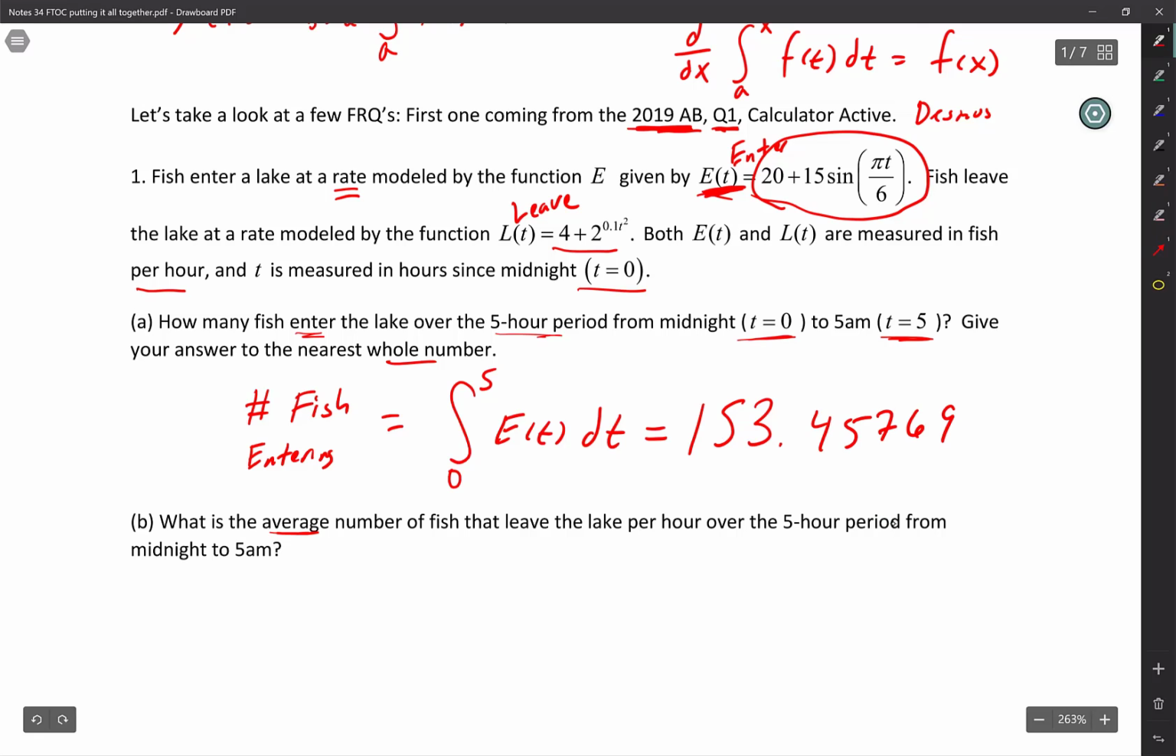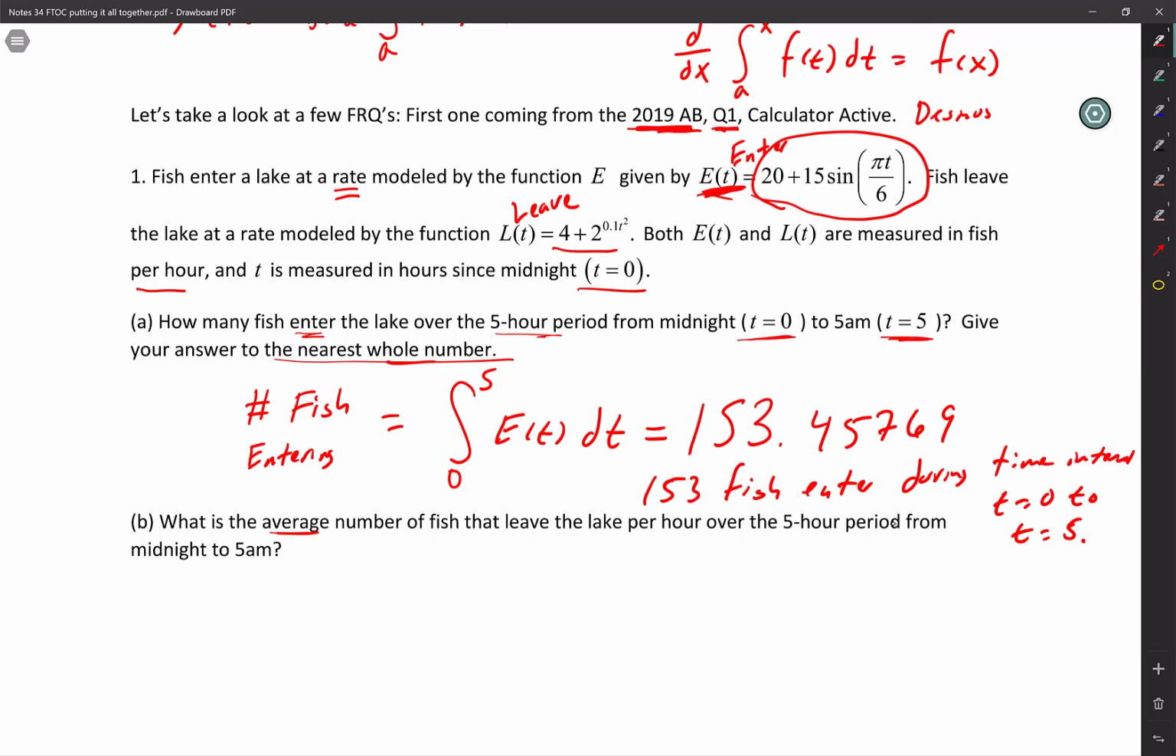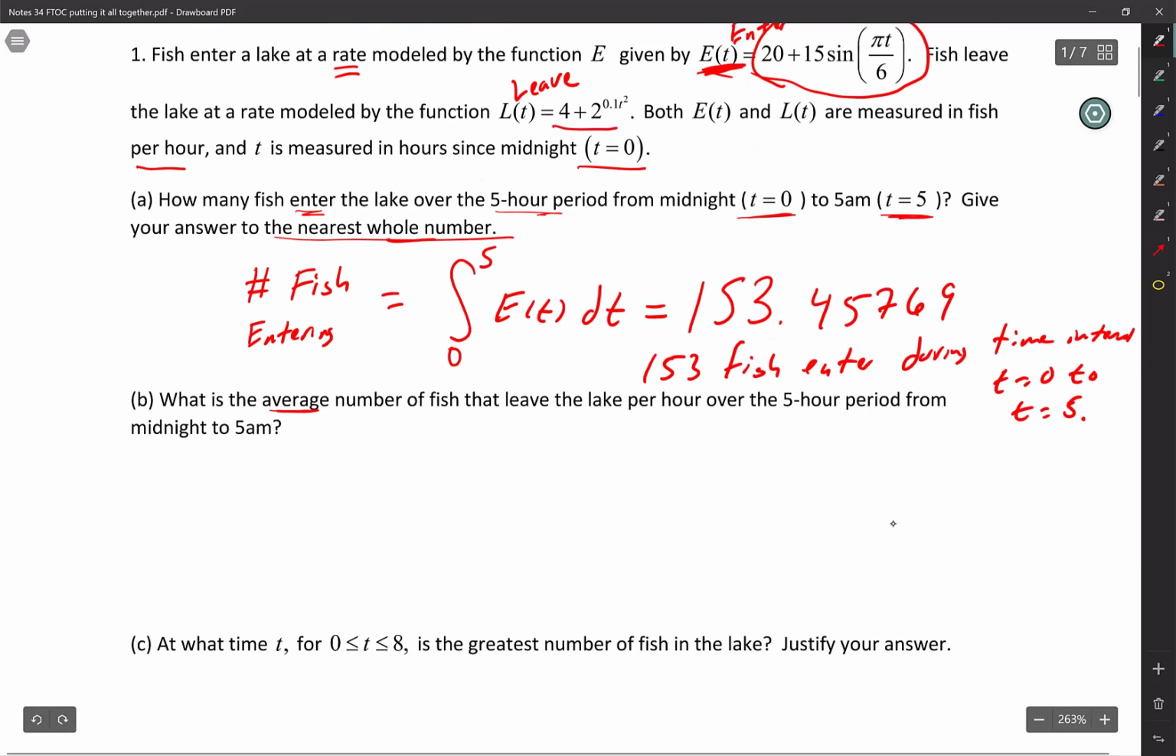Okay, so to the nearest whole number, I would just write 153 fish enter during time interval t equals 0 to t equals 5. One nice sentence. How do we feel about that one, guys? Perfect. All right. Now look at the next one, guys.